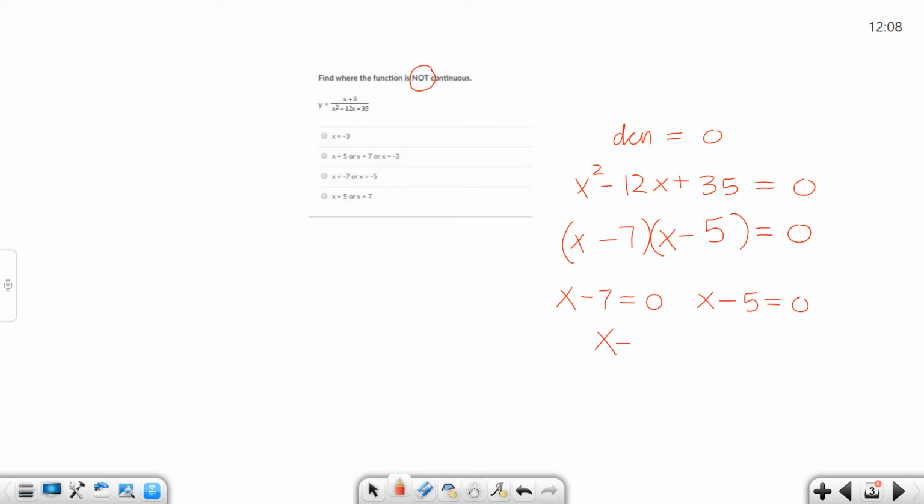When I move this 7 over, x is going to equal 7, and when I move this 5 over, x is going to equal 5. So my answer for this one would actually be 7 and 5, the positive values. Watch your signs on the multiple choice possibilities.